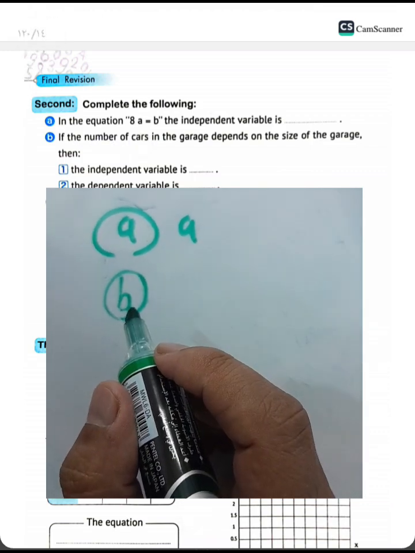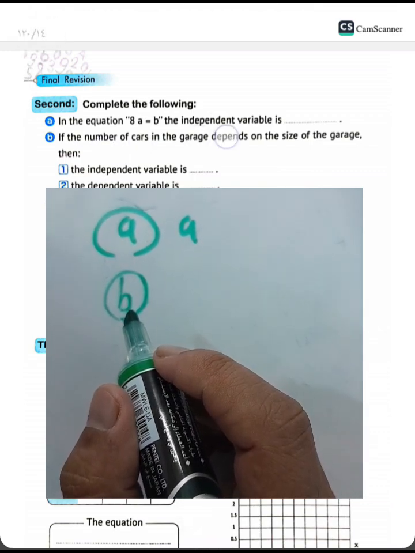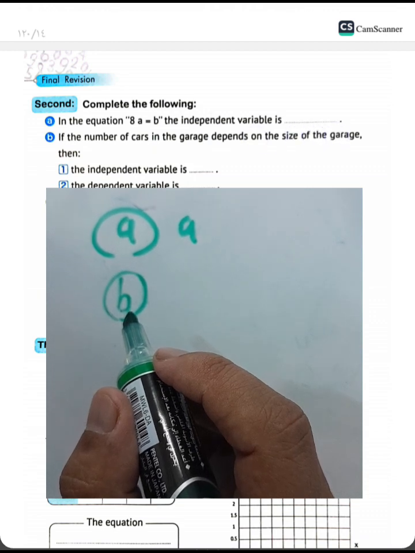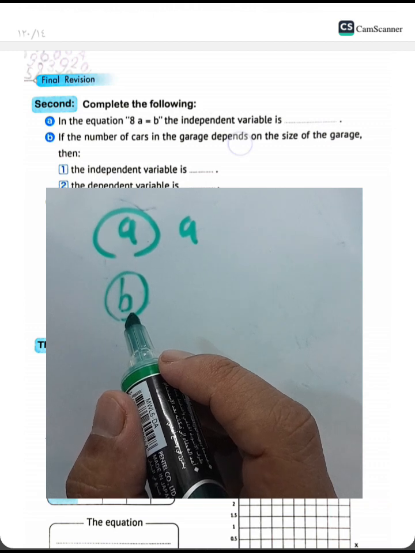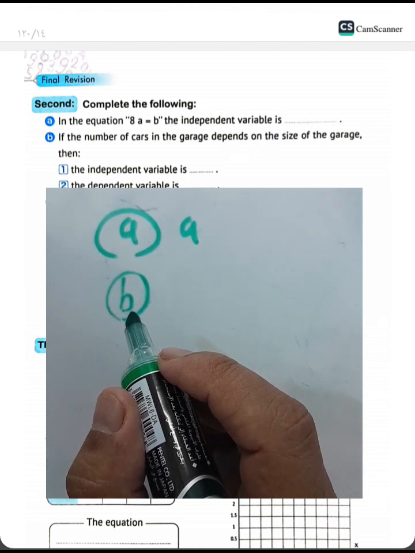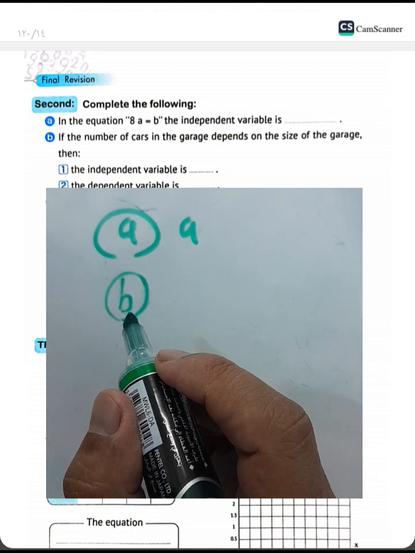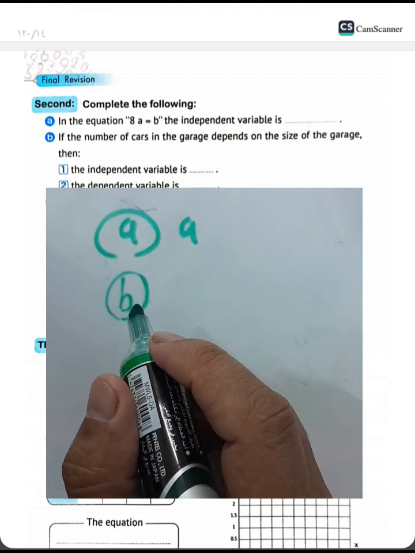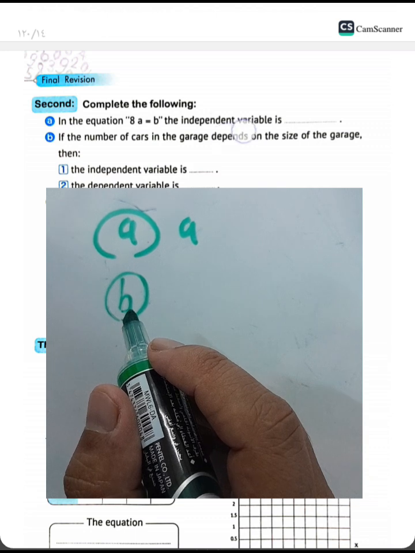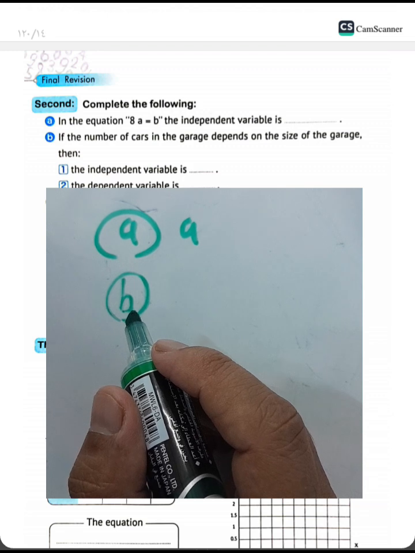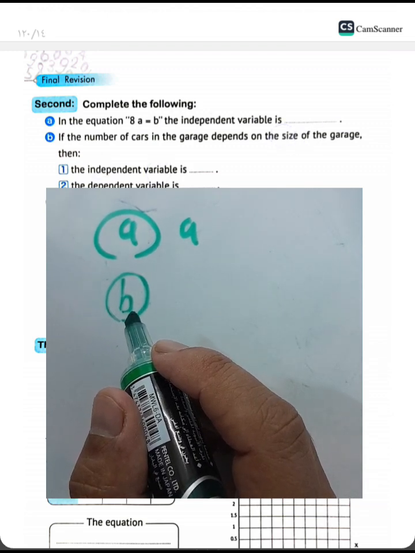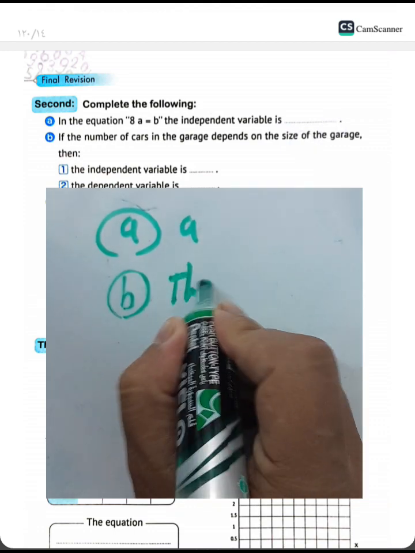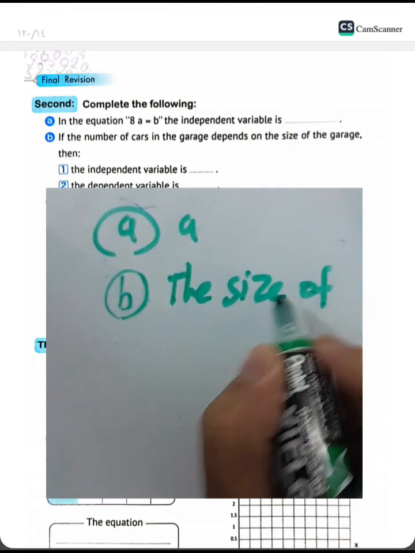Letter B: if the number of cars in the garage depends on the size of the garage, depends on, what does it mean? Independent. This word depends on means independent. So the independent variable here is the size of the garage. Again, this word depends on means independent. Then for the independent variable we can write the size of the garage.